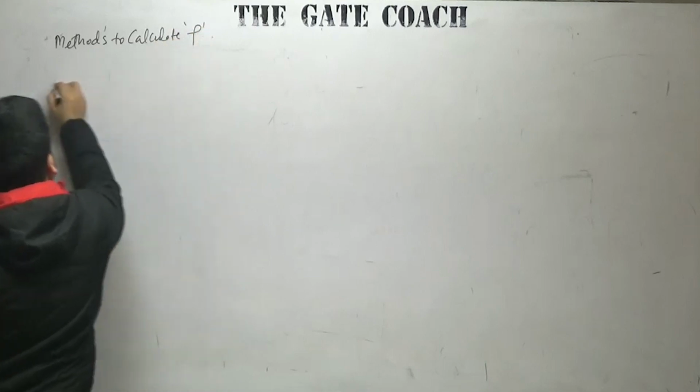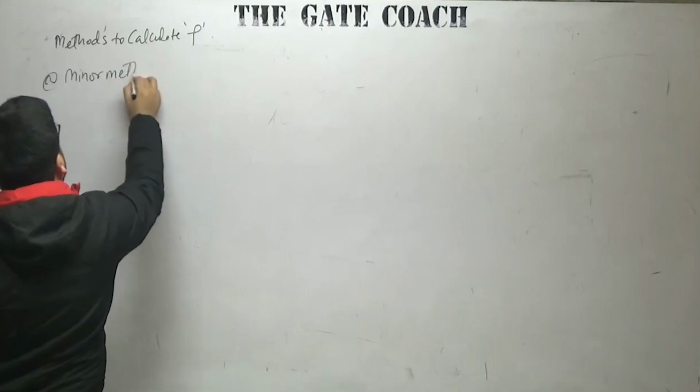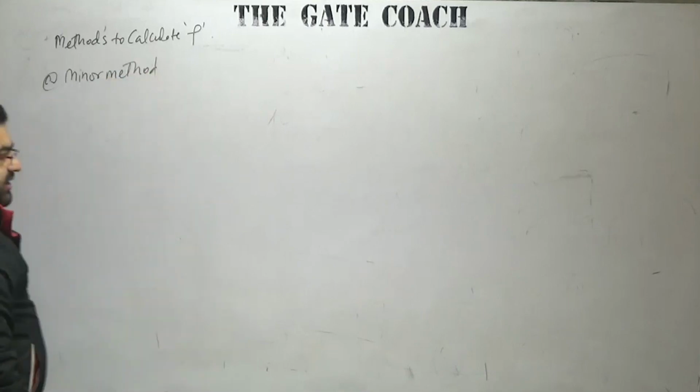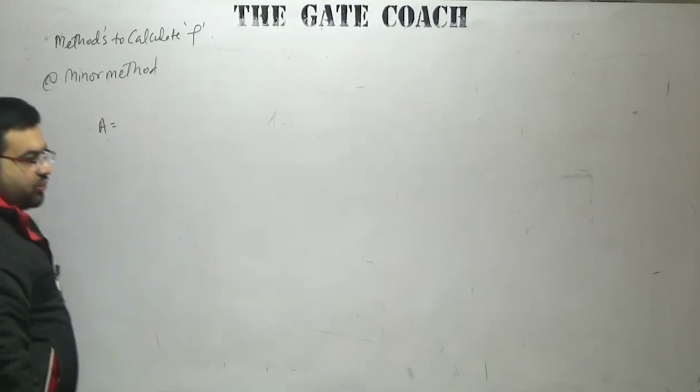Calculate rank of a matrix. First method is called as the minor method. Let us say a matrix is given to you. It can be a 3 cross 3 matrix. It can be a 2 cross 2 matrix.